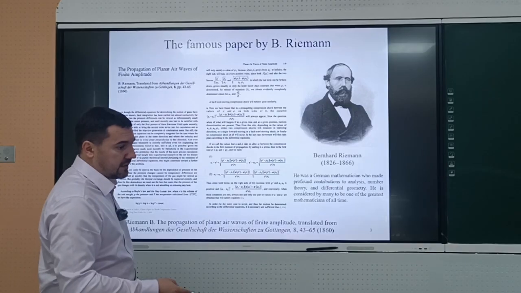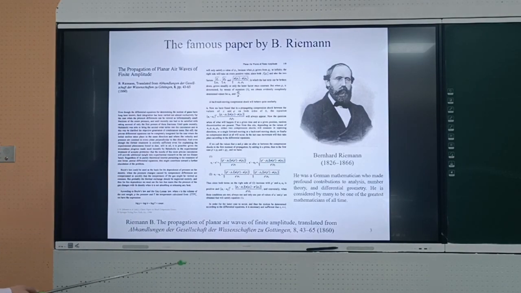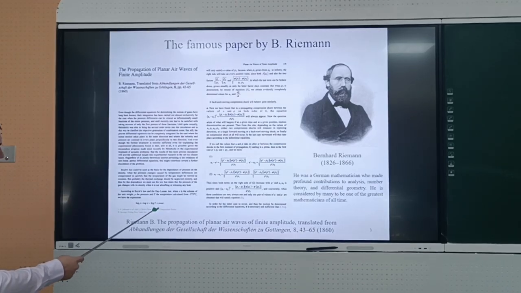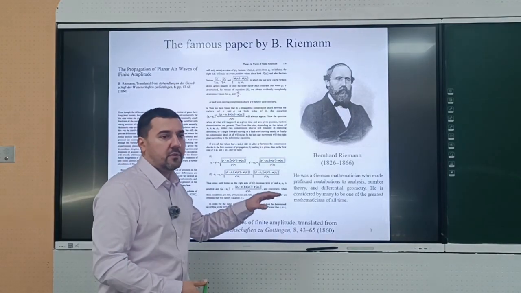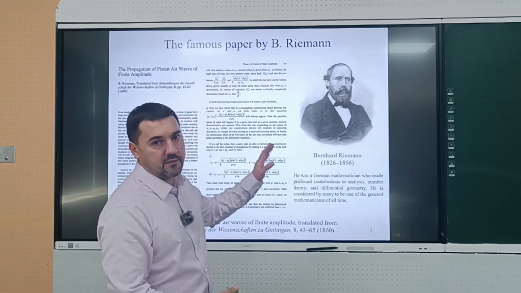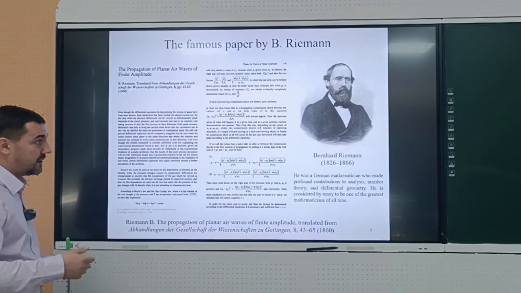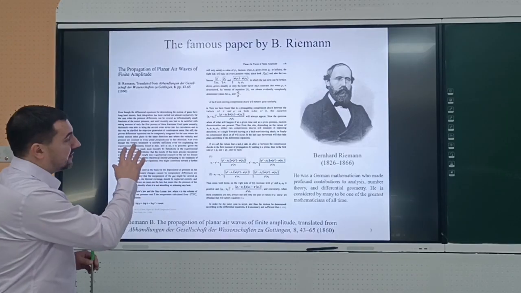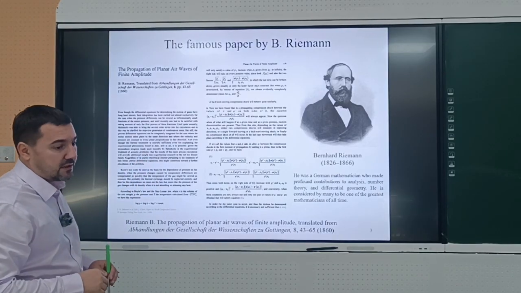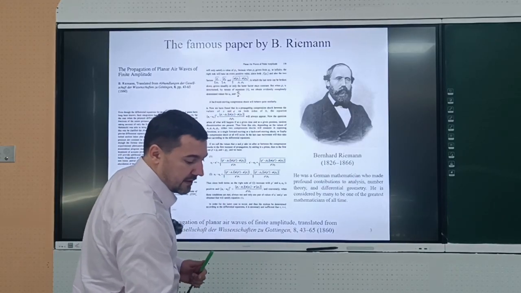Actually it was translated into many languages, and you can find the translation of this paper into English. There is a book, Classic Papers in Shock Compression Science, and you can find the translations of papers by Stokes, Rankine, Hugoniot, and many others. Actually, this is very interesting and useful reading. Even at that time, in 1860, he had already introduced many very important features.